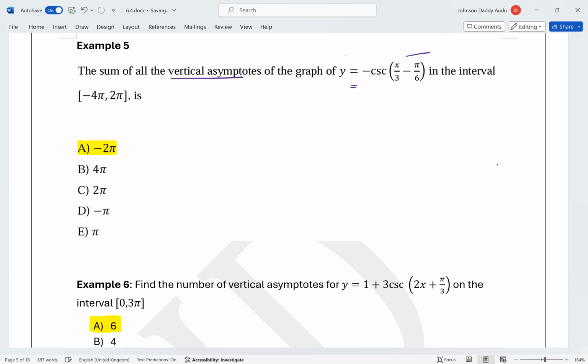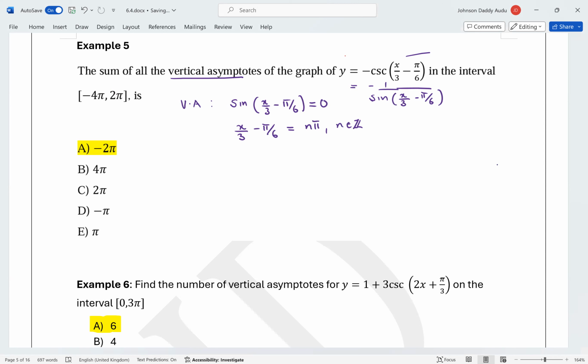So remember, this graph is the same thing as minus 1 over sine x minus 3 over this one. This is the same thing as this. So if you want to find the vertical asymptotes, it's just going to be the zeros of the denominator. So this will just be sine of x over 3 minus pi over 6 equals 0. And what does that mean? It means that x over 3 minus pi over 6 has to be n pi, where n can be any integer.